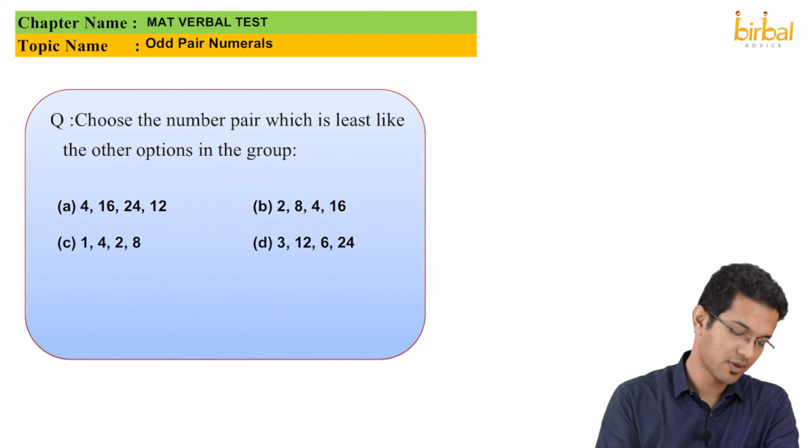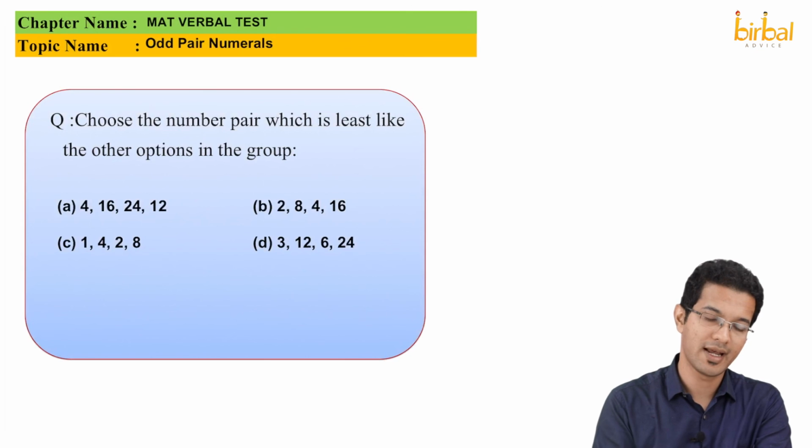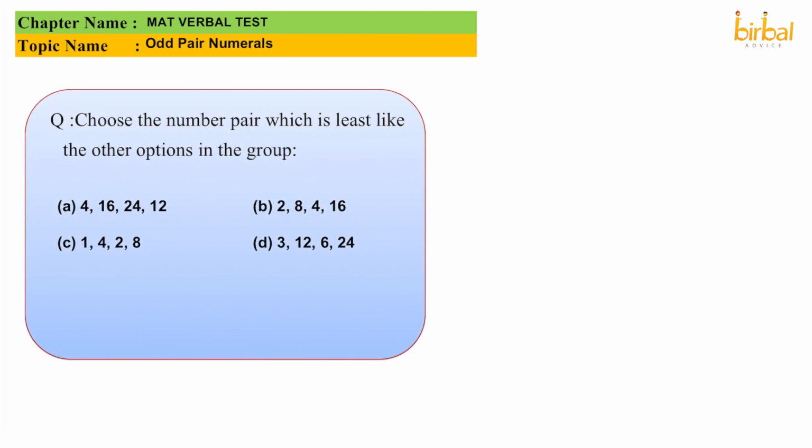It is 4, 16, 24 and 12, 2, 8, 4 and 16, 1, 4, 2 and 8, and option D is 3, 12, 6 and 24. Let us see the first option, which is 4, 16, 24 and 12, and let's try to reduce it to its lowest form. This will become 1, 4, 8 and 3. So option A, when reduced to its lowest form, is giving me 1, 4, 8 and 3.